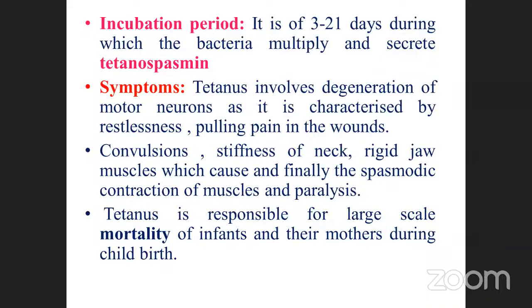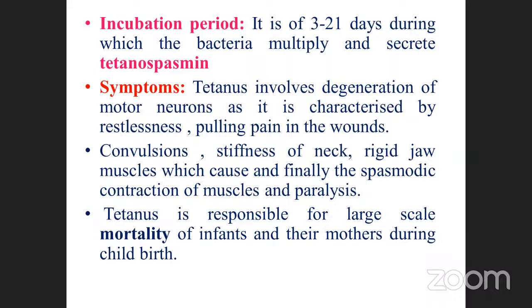The incubation period is 3 to 21 days, during which the bacteria multiply and secrete tetanospasmin. This is also very, very important. As a result, it enters the motor units. The cells are degenerated by this microorganism, so the motor neurons do not function properly. As a result, it creates restlessness, pulling pain in the wounds, convulsions, stiffness of the neck, rigid jaw muscles, spasmodic contraction of muscles and paralysis.